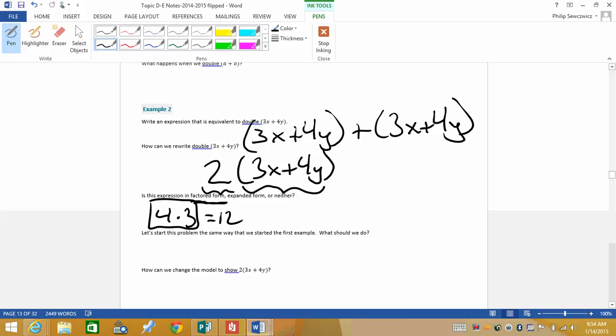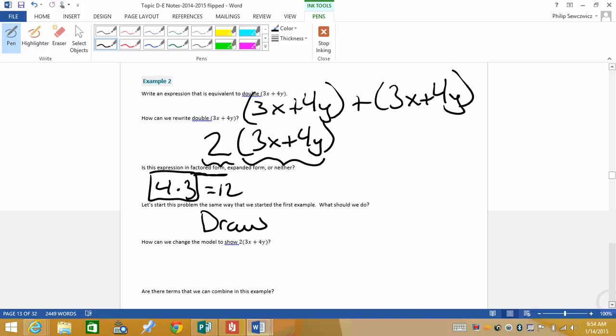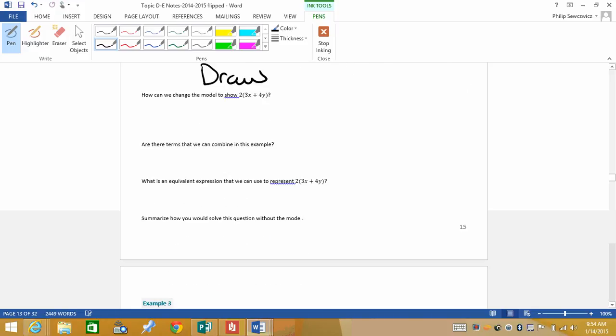This says start the same way as the first example. Since we're skipping to it, I'll give you that there. Let's draw. So it says, how can we change the model to show 2 times 3x plus 4y? Picture-wise here, one of the things we can do is say, okay, we've got a 3x, and then we've got a 4y. Since we're doubling it, or multiplying it by 2, we've just got 2 sets of them. So we've got another 3x, and we've got another 4y.